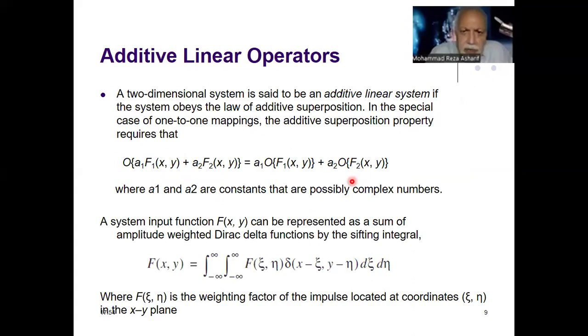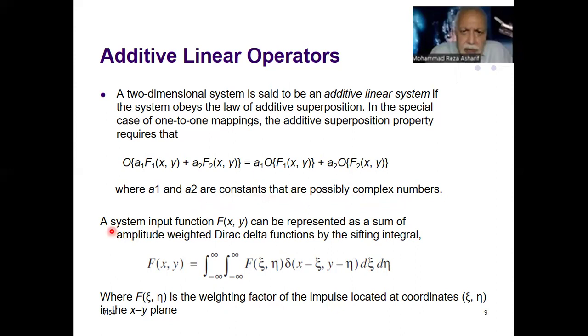A two-dimensional system is an additive linear system if the system obeys the law of additivity or superposition. In the special case of one-to-one mapping, the additive superposition property requires that the operator applied to a1 f1 plus a2 f2, which is a linear combination of the inputs, produces an output that is the linear combination, a1 O{f1} plus a2 O{f2}. Here a1 and a2 are two constants.